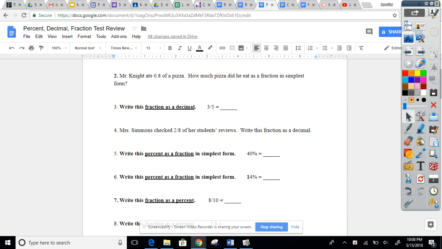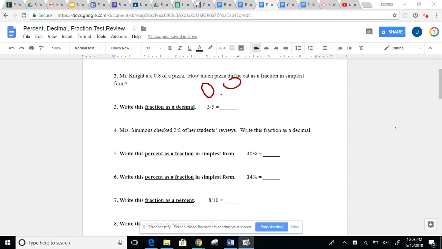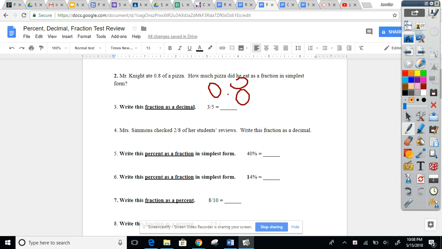Okay? Number 2, Mr. Knight ate 8/10 of a pizza. How much pizza did he eat as a fraction? Okay, so we have 0.8, or that's 8/10. If you just said 8/10, that is 8/10. Okay, is that simplified? No, I can divide. If you divide by 2, that is 4/5.